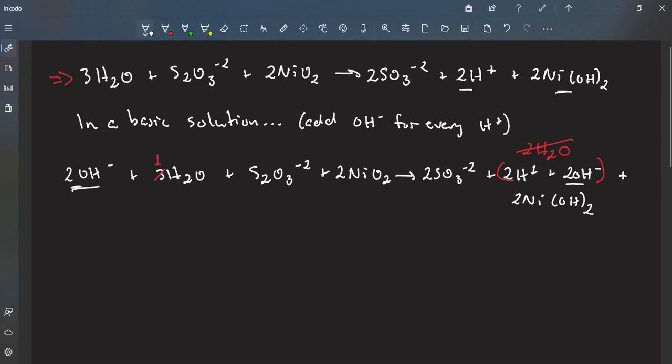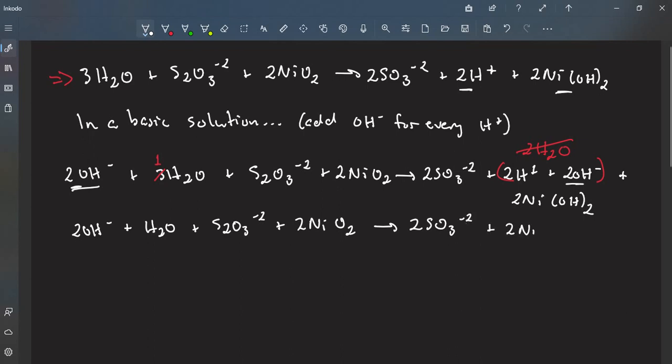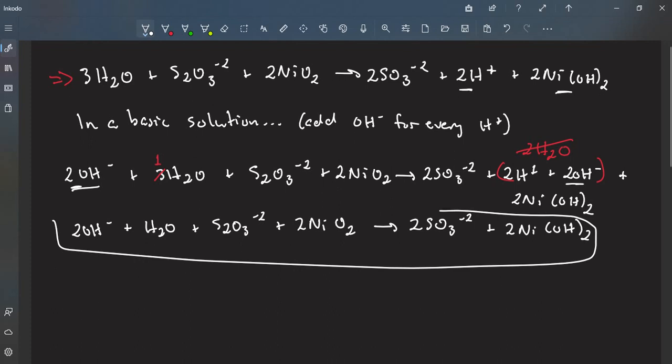And we're finally done. Our final answer now is the simplified 2OH plus just the 1 water molecule, since we canceled 2 on either side. And you're done. This is the balanced redox reaction in a basic medium.